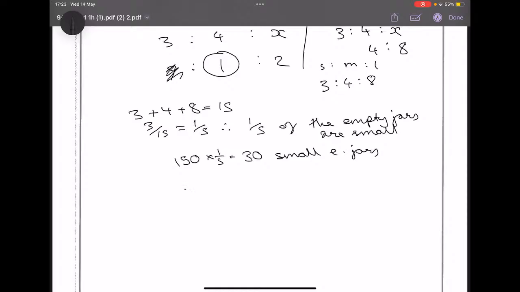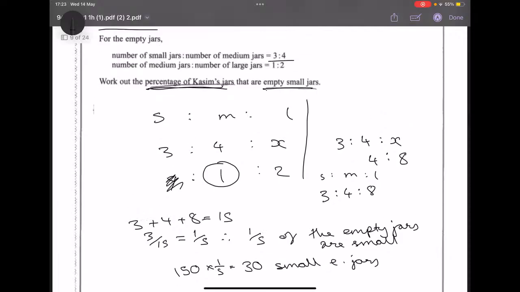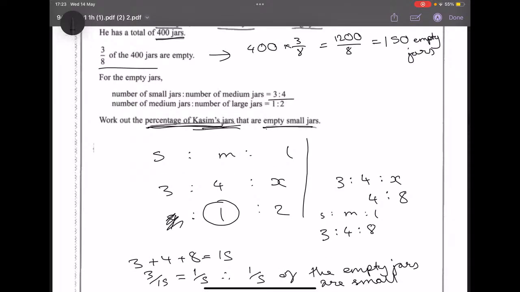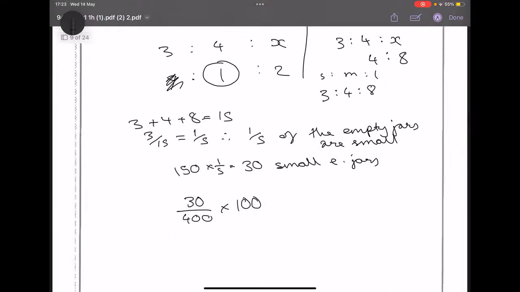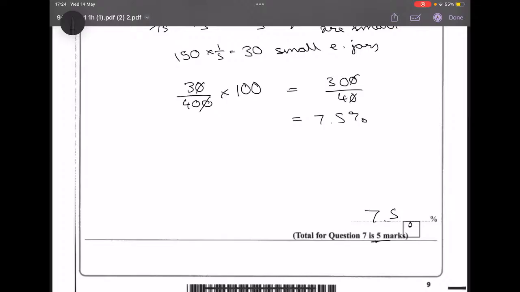Now, the percentage of small jars is 30 over 400 times by 100. Now, a mistake that many people make is that they do the percentage of Qasim's empty jars that are empty small jars. However, this is incorrect, as it just says Qasim's jars. It does not say empty jars. Therefore, you use 400, and you would do 3000 over 400. That's 30 divided by 4, 7.5% as your answer, and that is 5 marks.